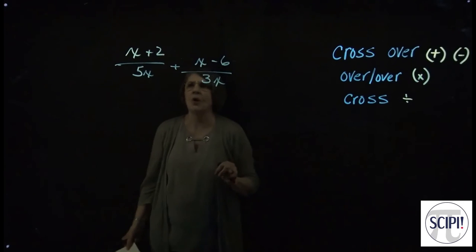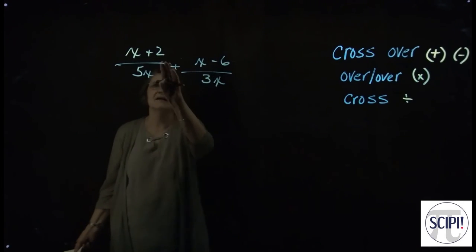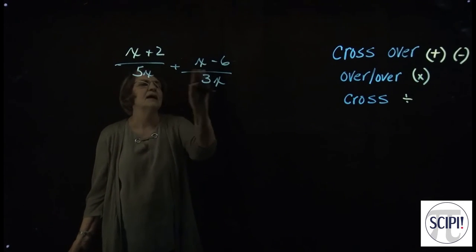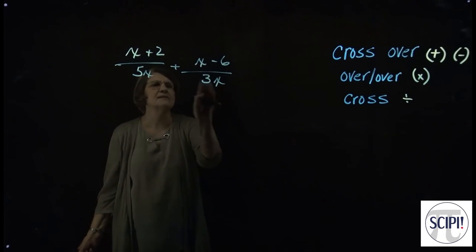All right, let's try one more example. You'll see we have x plus 2 over 5x and x minus 6 over 3x, and we're adding.